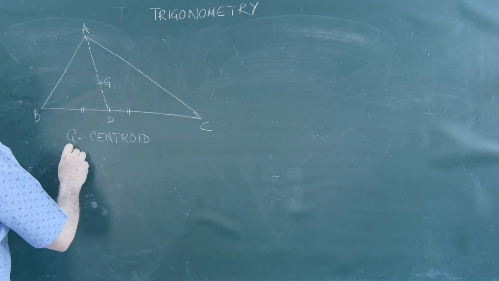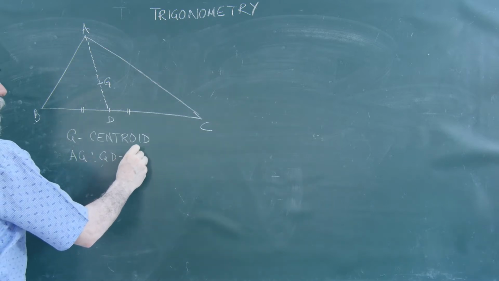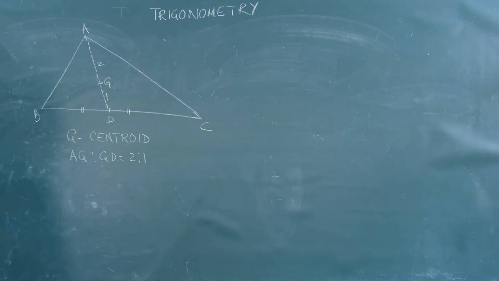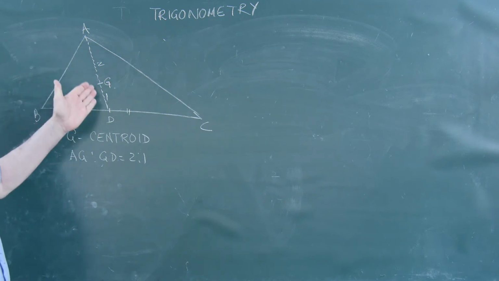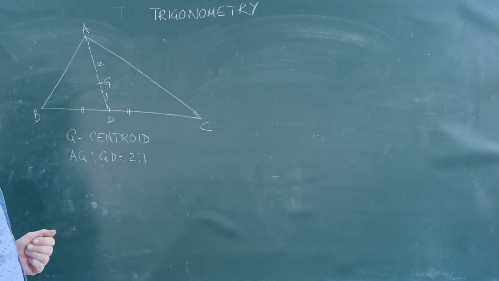We told you also the centroid divides the median in the ratio of 2:1. It always divides it in the ratio of 2:1. The median is divided by the centroid in the ratio of 2:1. This we have discussed earlier too.